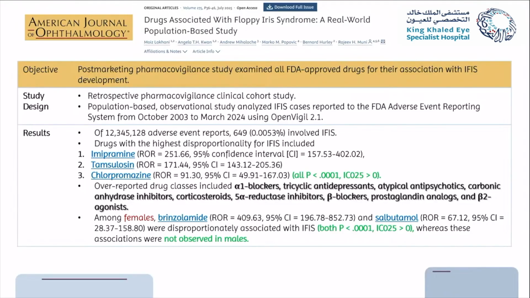The highest medications with floppy iris syndrome were imipramine, tamsulosin, and chlorpromazine. And the common thing between these medications is the alpha blocking effect. Something interesting is that in the female population from this study, they found that brinzolamide and salbutamol were associated with floppy iris syndrome, but it was not observed in the male population.